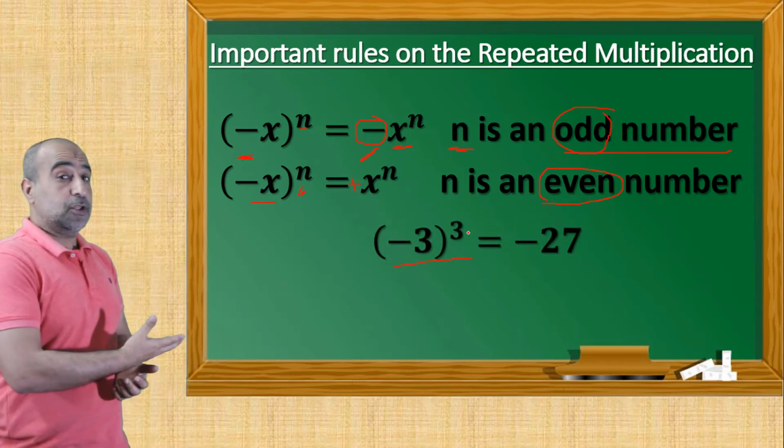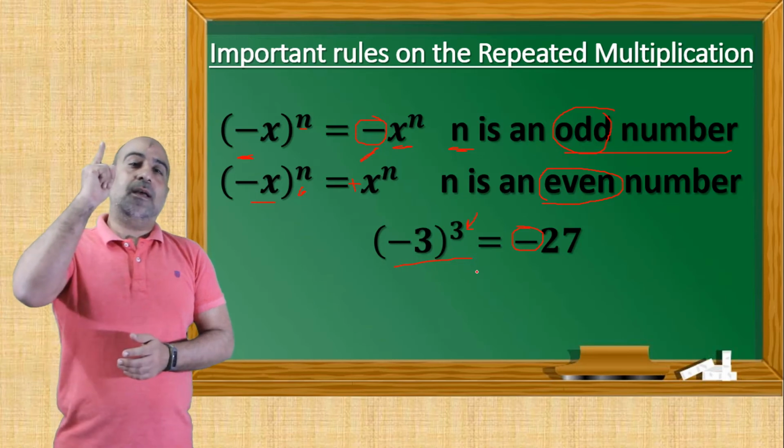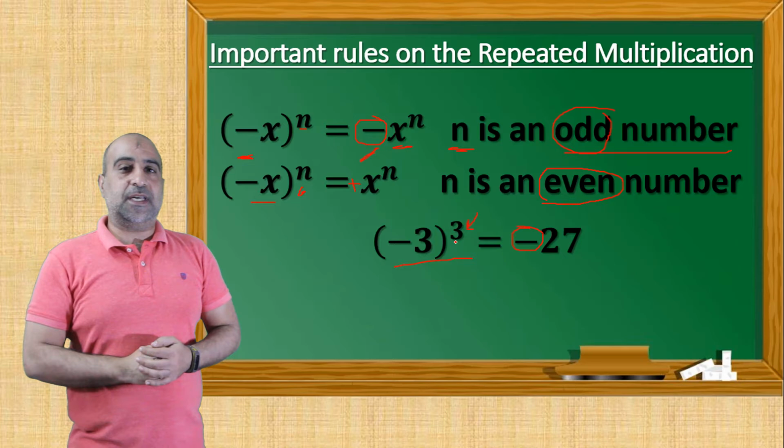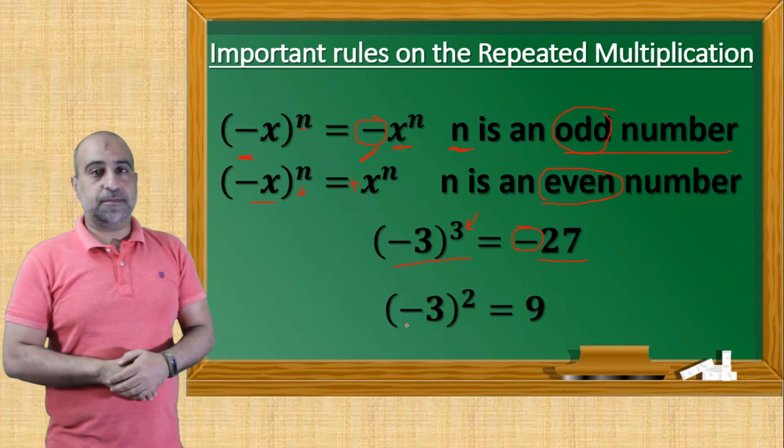Now, (-3)^3. The result will be negative because the power is an odd number, which is 3. Then the result will be -3^3, which means 3 times 3 times 3 equals 27.